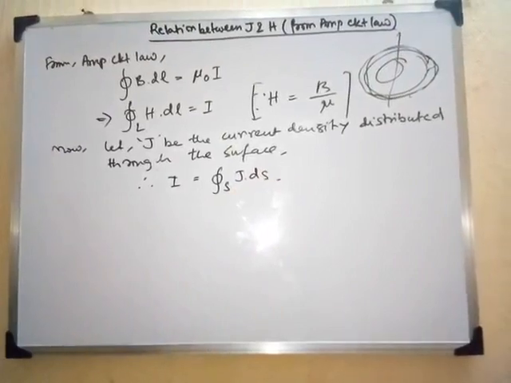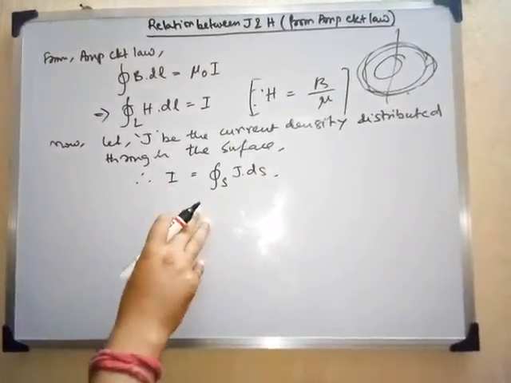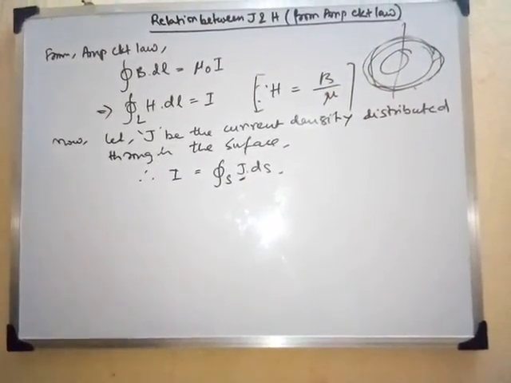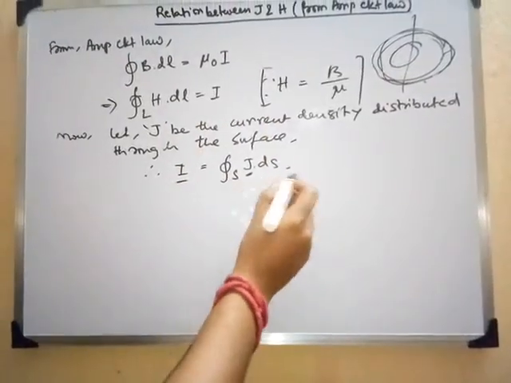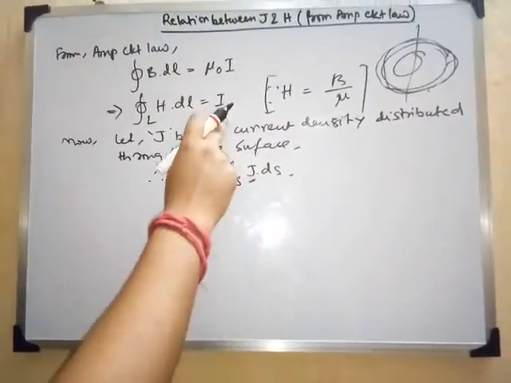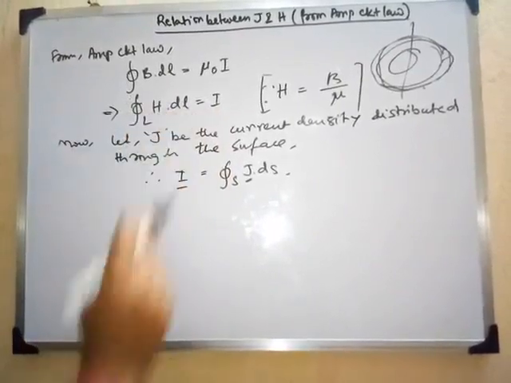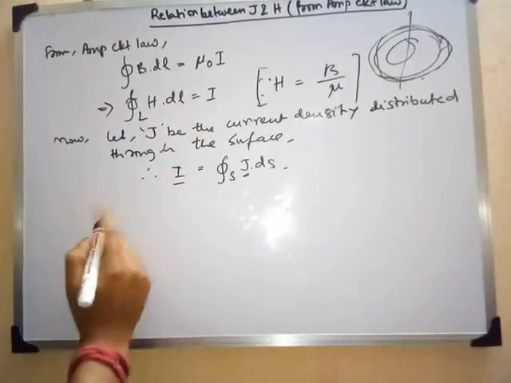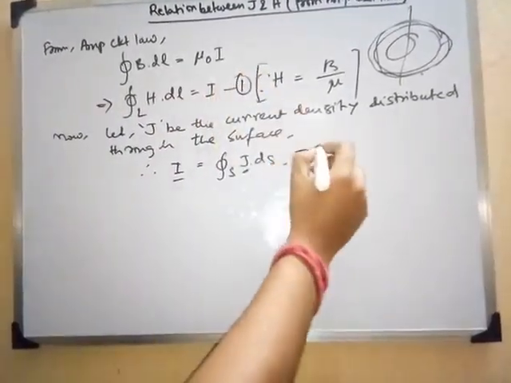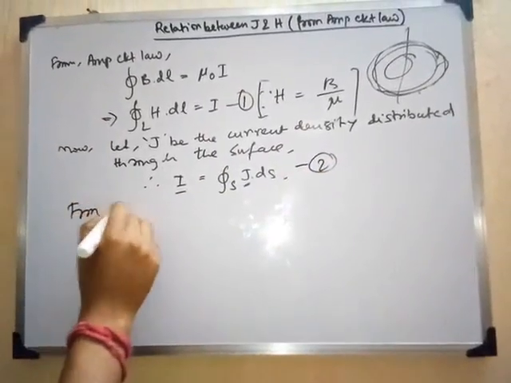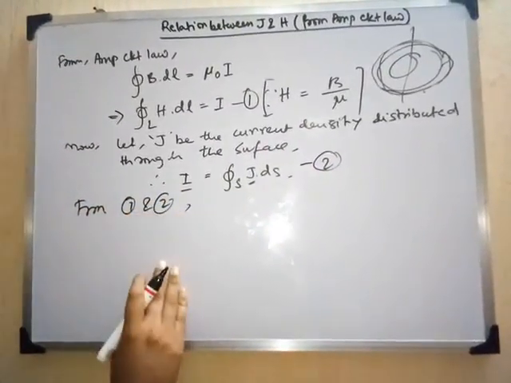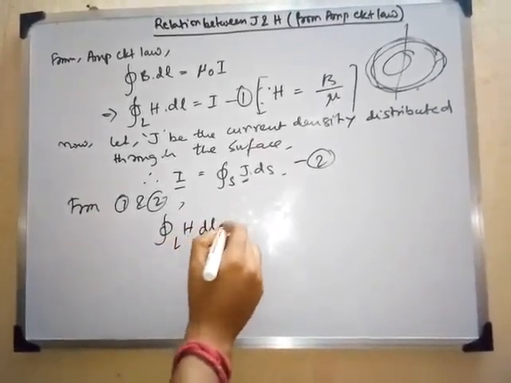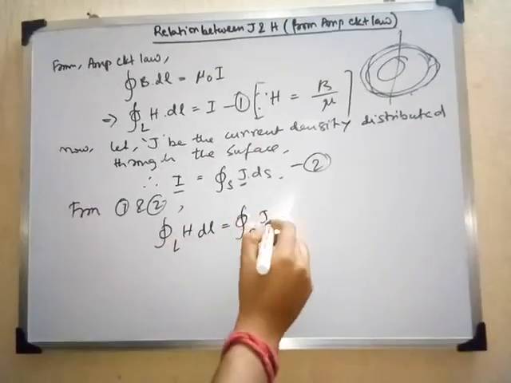So the total amount of current is the amount actually stored at the surface in terms of the current density J. So I is equal to the closed surface integral of J dS, and I is also equal to the closed line integral of H dl. Since both are I, we can equate these two. Let us name these equation 1 and equation 2. So from 1 and 2, we can write that the closed line integral of H dl will be equal to the closed surface integral of J dS, right?